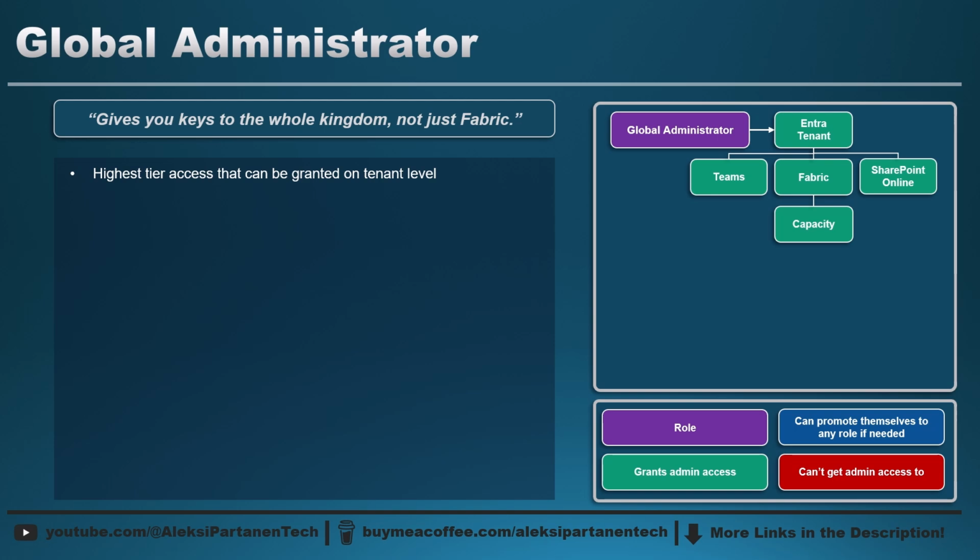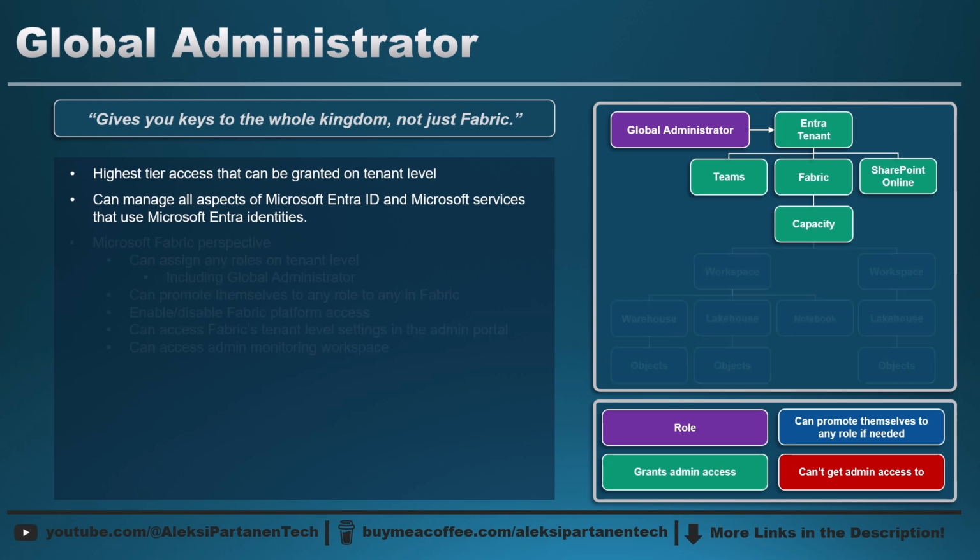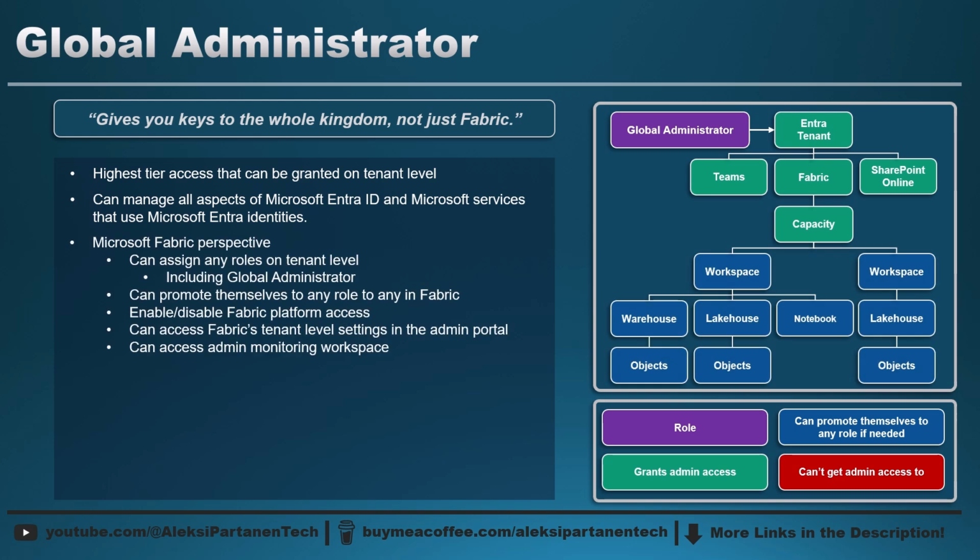A global administrator can manage all aspects of Microsoft Entra ID and also manage all Microsoft Cloud services that rely on Entra identities. So the scope of this admin right far exceeds Microsoft Fabric scope. From Microsoft Fabric's perspective, the global administrator has full control. They can assign any role within the tenant, including assigning other global administrators. They can also promote themselves into any role in Fabric.